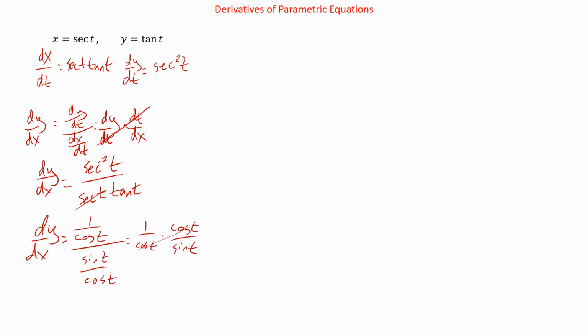So the cosines cancel, we end up with 1 over sine t. So the derivative, dy over dx, of this parametric function is 1 over sine t, which is cosecant t, which you wouldn't necessarily assume from x is secant t and y is tangent t to get a cosecant out of that, but that is the way it works out.